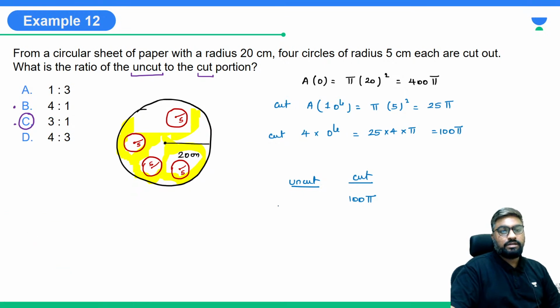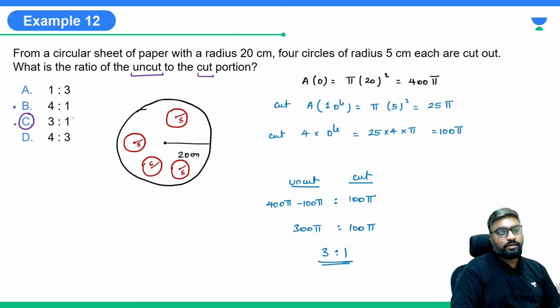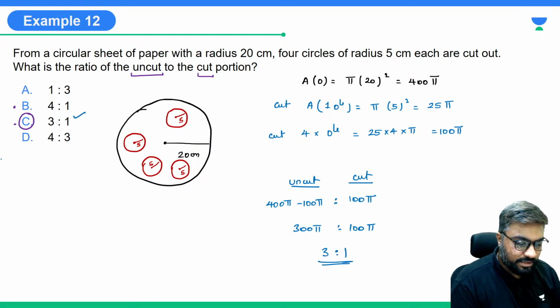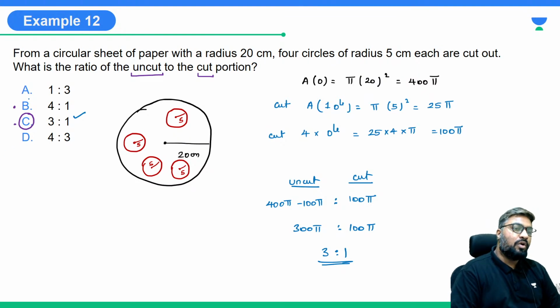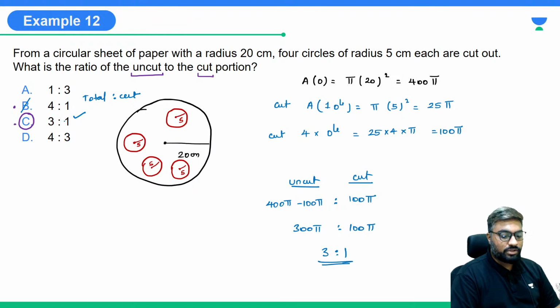Yeah. So this will be what? 400 pi में से 100 pi remove करने पे, this will be 300 pi is to 100 pi, which is nothing but 3:1. Okay. Option C 3:1 is correct. 4:1 कब होगा? Total is to cut part अगर पूछे, if they ask for total area to the area of the cut portion, then it is 4:1. Otherwise 3:1 is your answer. Okay.